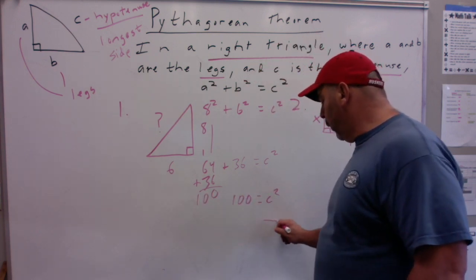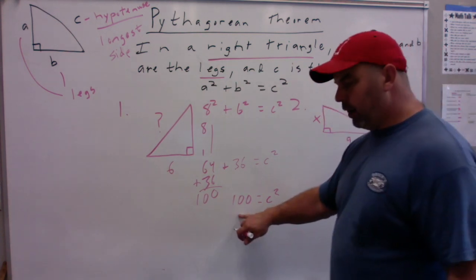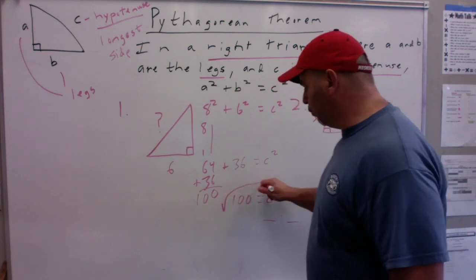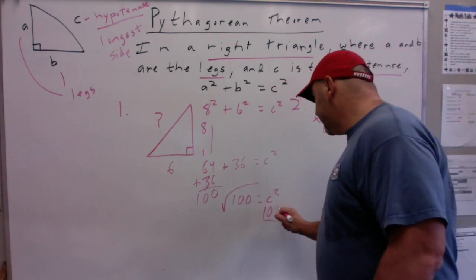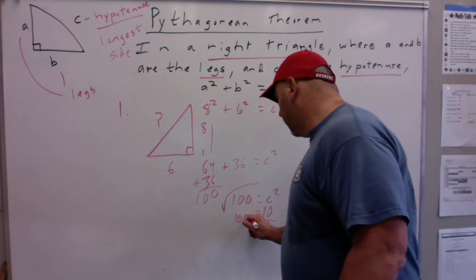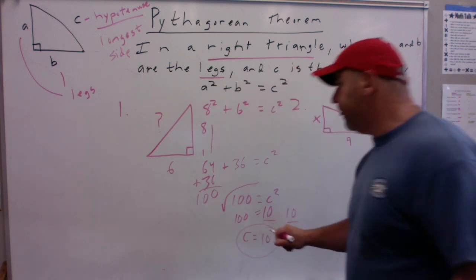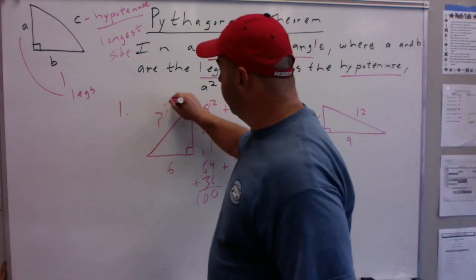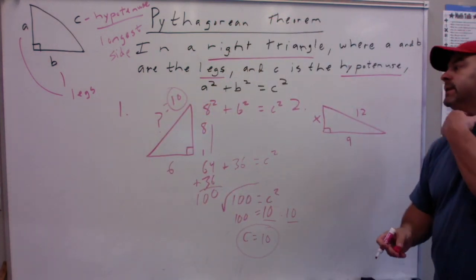Now the question is, what times itself gives you 100? In other words, what's the square root? Well, it's 10. 10 times 10 would give us 100. So therefore, we say C, in this case, is equal to 10. That's the length of this side right here. That's how long it would be, 10. Okay? Take a look at another one.